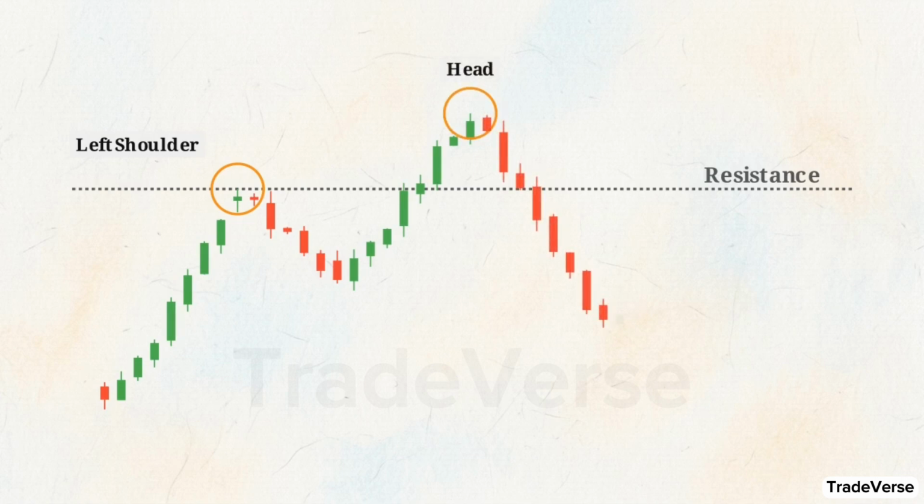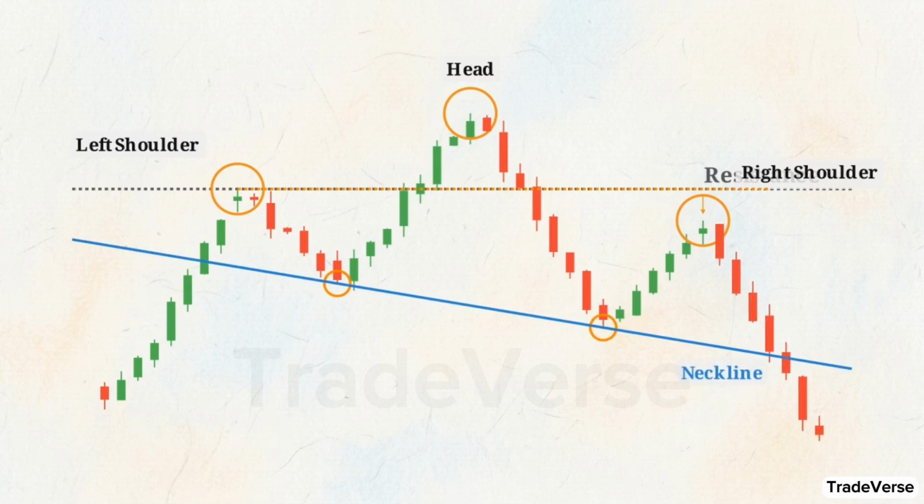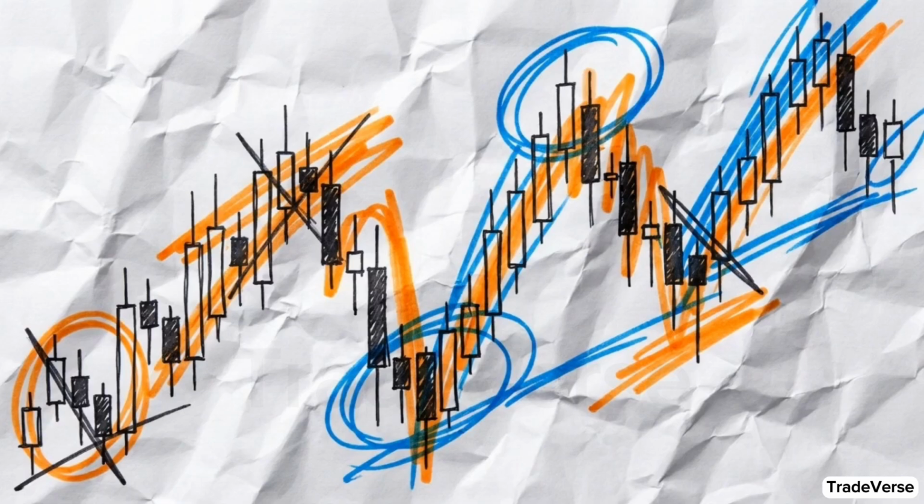Then we get the right shoulder. Notice how it does not neatly match the height of the left shoulder. In live markets, it is almost always asymmetrical. Next, you connect the two low points between the shoulders to create the neckline. In real scenarios, this line is frequently slanted, not flat. Aesthetic perfection is irrelevant here.